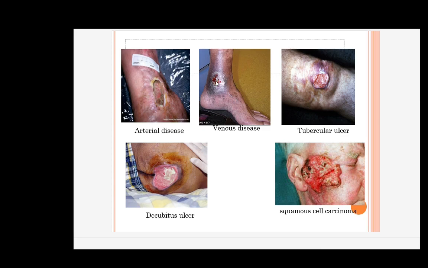One problem is that the moment the limb is in a dependent position, the chances of bleeding are very, very high. So whenever bleeding happens, you don't try to press it like it happens in a case of arterial bleed.